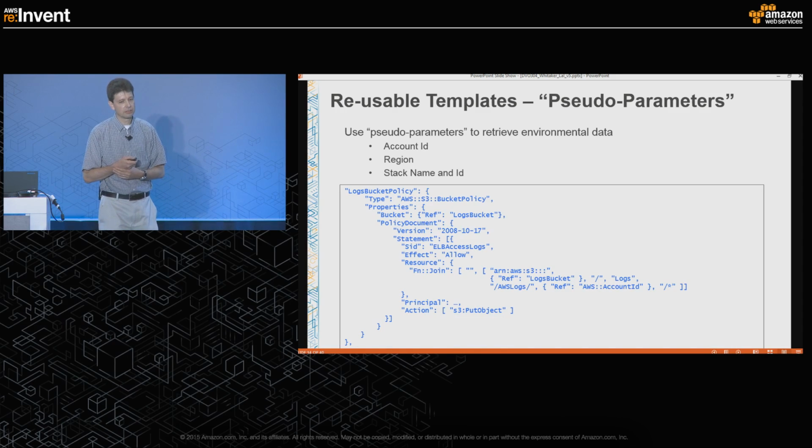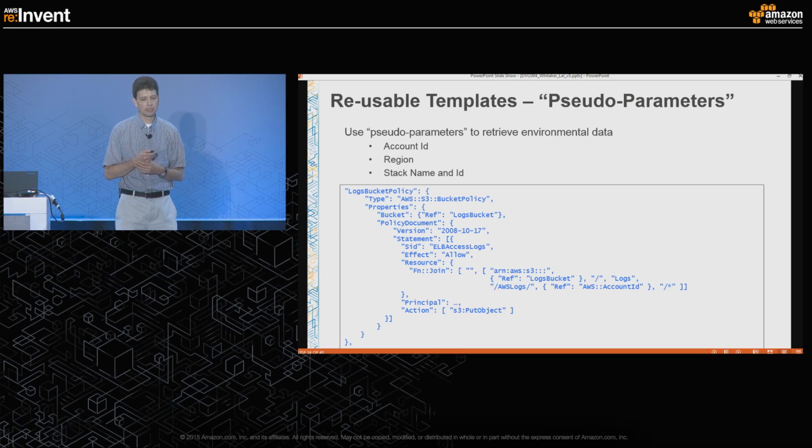So the first thing to look at is pseudo-parameters. These are variables, if you like, that we pass in automatically into your template creation. And we give you the account ID of whoever it was that created it. We give you the region in which this template or this stack is being created. And we give you the stack name and the stack ID. So you can reference all of those different environmental properties from within the template.